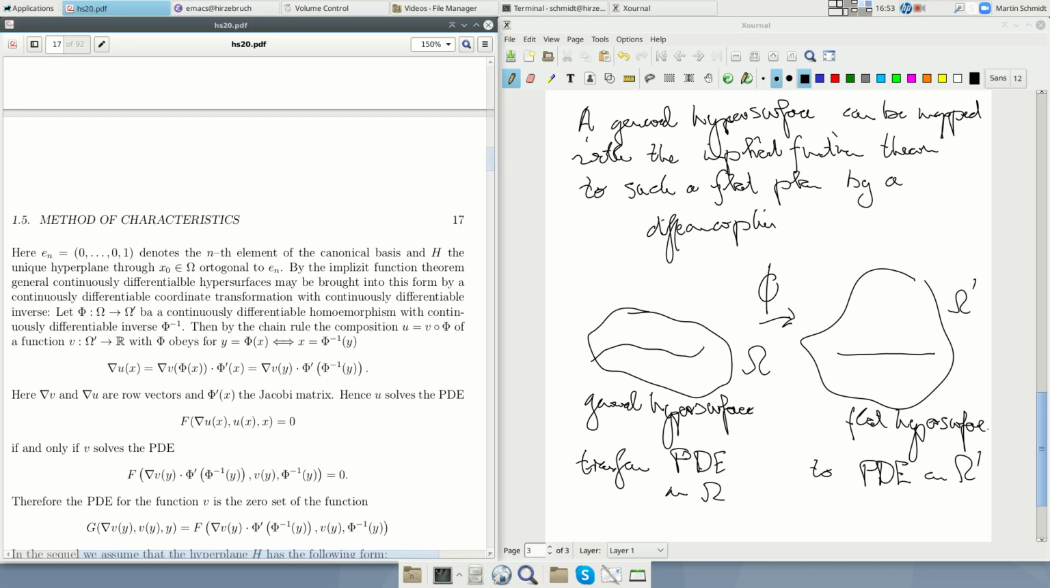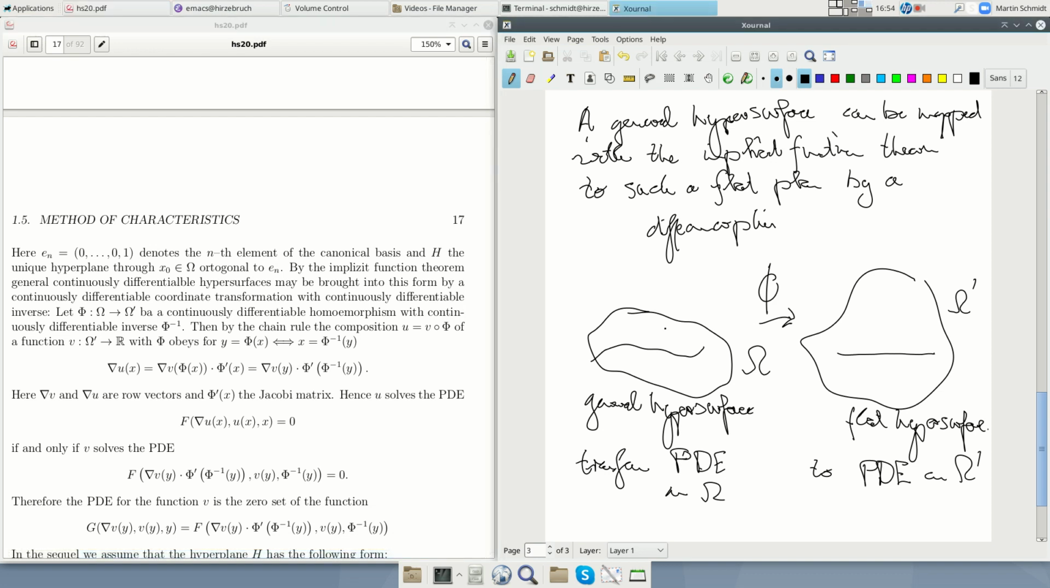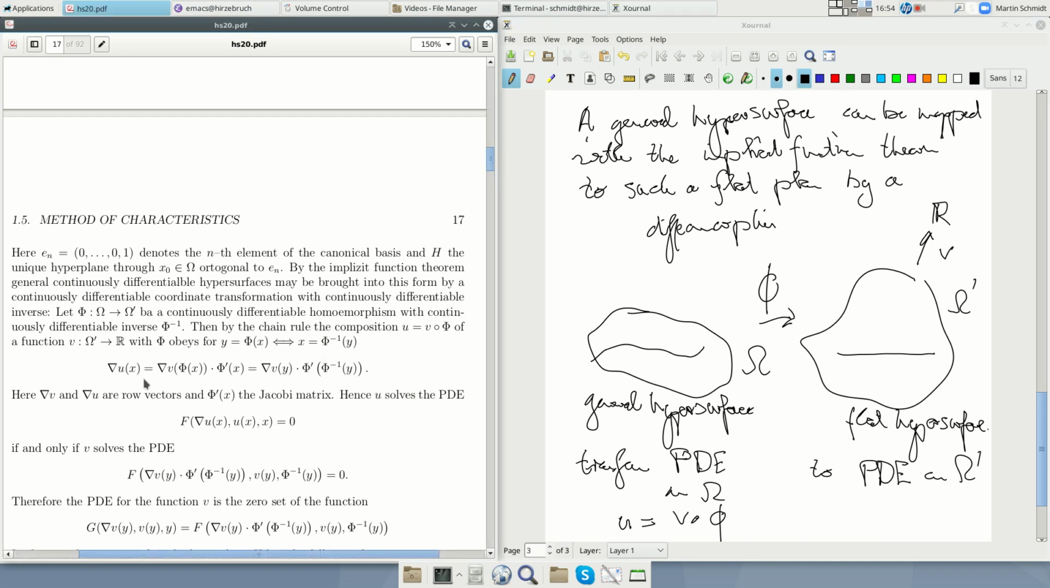Okay, let's do this calculation. It is quite simple, because this is just the chain rule. If we have on omega prime a function v, then the function u is just the composition v composed with phi. So our solution should be the composition of a solution of another system here with phi. Then we do the chain rule.